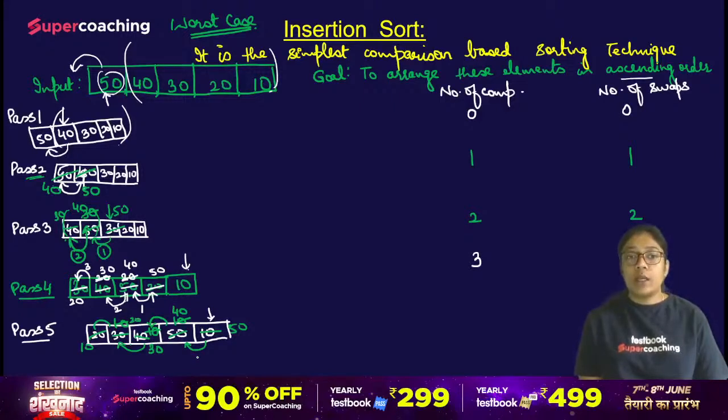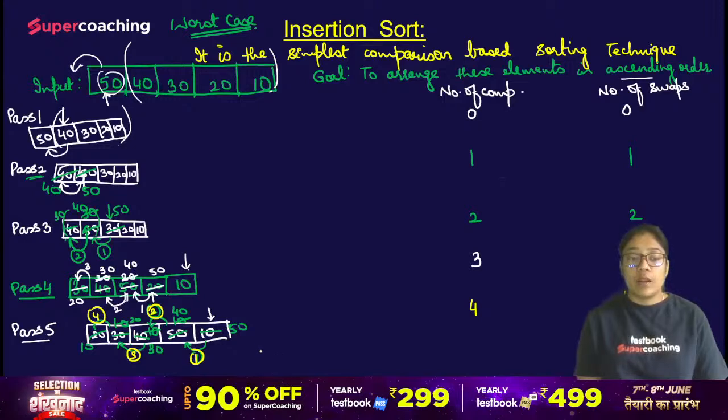So basically, how many comparisons and swaps took place? This is first comparison, second comparison, third comparison, and fourth comparison. Four comparisons, and every time we made a comparison, the element that we are going to place in its correct position is smaller, so we are going to swap it. So in the worst case, in pass 5, there are 4 comparisons and 4 swaps taking place.